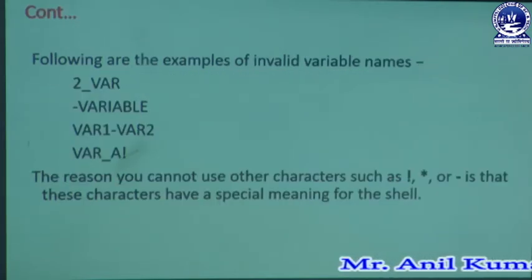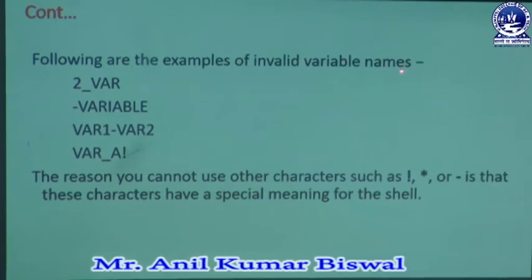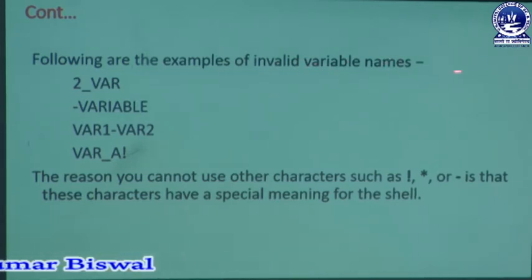In the next slide we are going to discuss the following examples of invalid variable names, which cannot be considered in the Unix operating system. The first variable name should not start with a number or digit, like 2_var. Then a hyphen variable: a hyphen cannot be used in a variable name, which is why it is invalid. We only consider underscore, but similarly var1-var2 is also invalid.